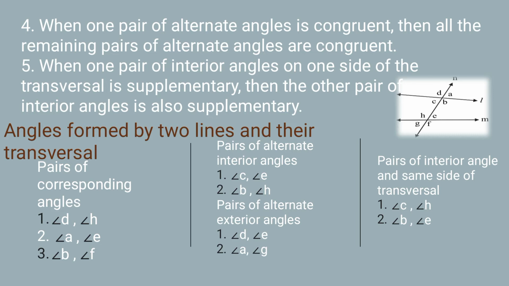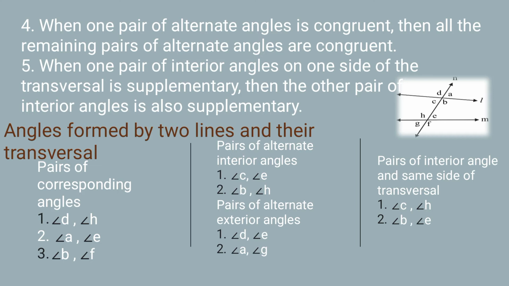Fourth property. When one pair of alternate angles is congruent, then all the remaining pairs of alternate angles are congruent. Fifth, when one pair of interior angles on one side of the transversal is supplementary, then the other pair of interior angles is also supplementary.